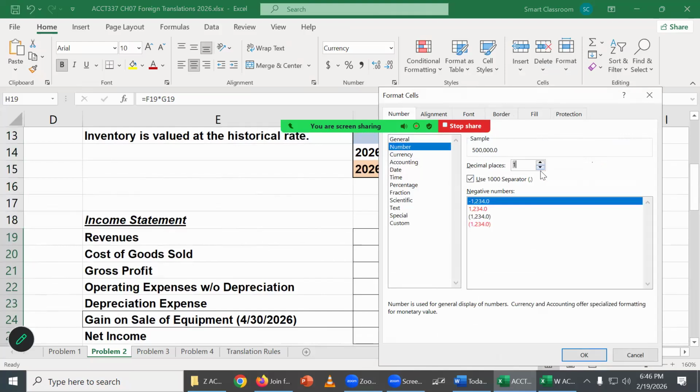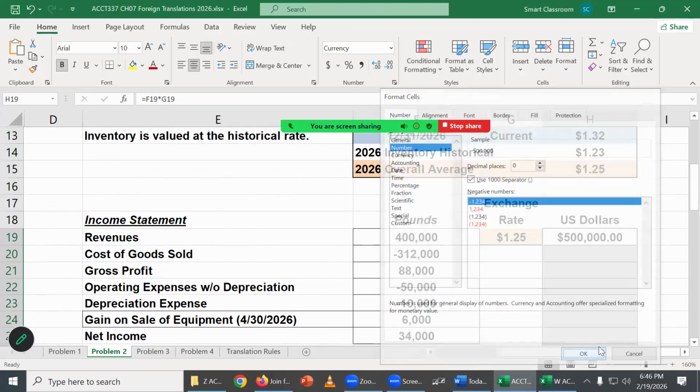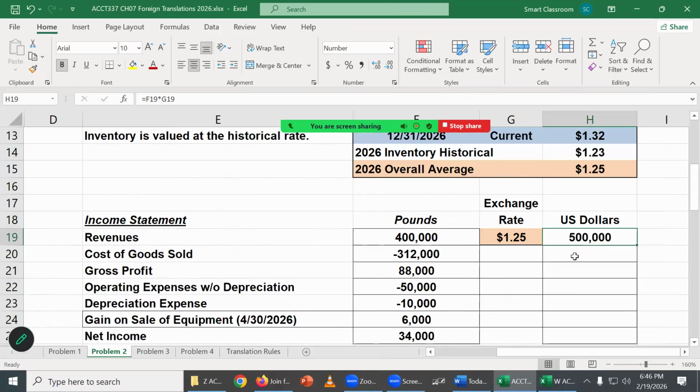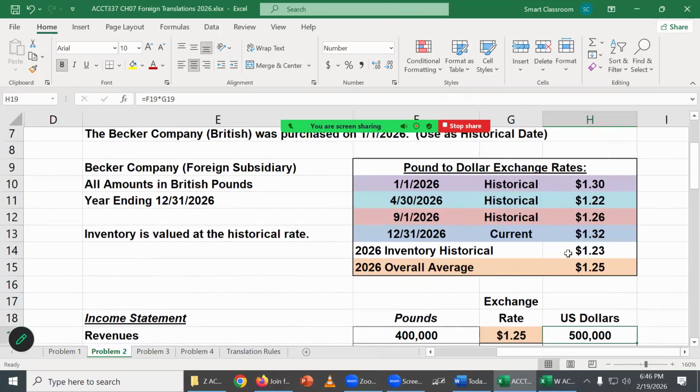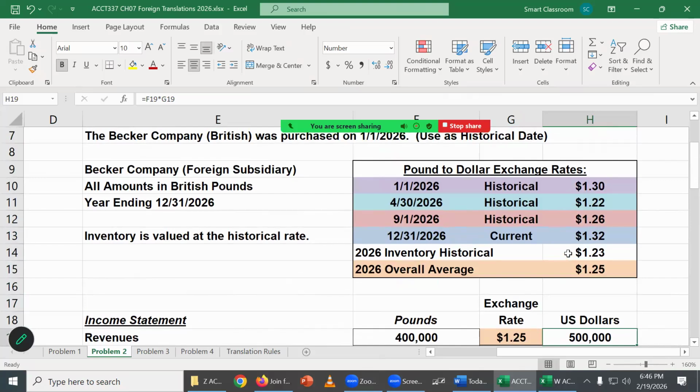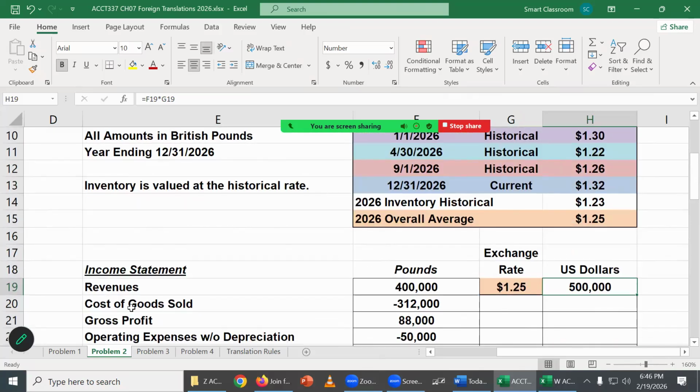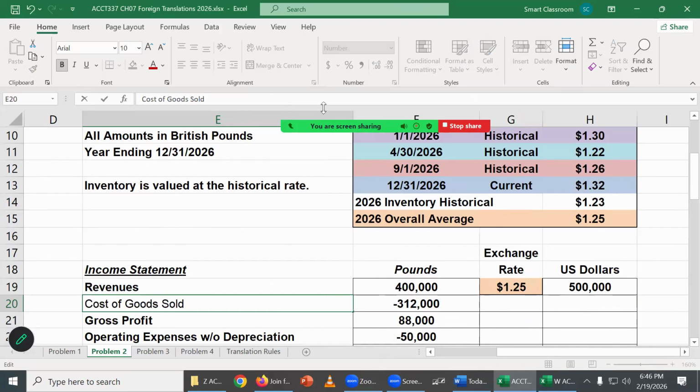Second. Okay, I'm back. Okay, so now we're going to go to cost of goods sold. Now, cost of goods sold, what we are selling here is inventory.